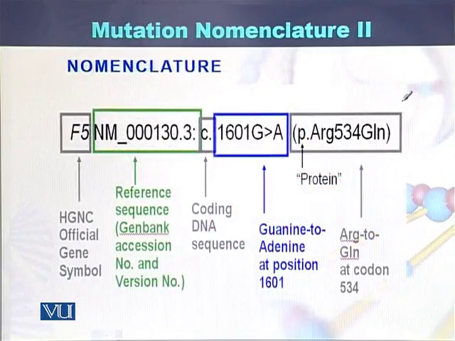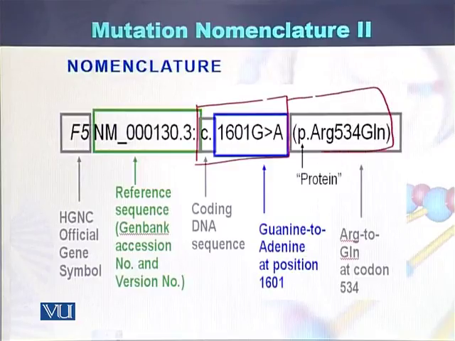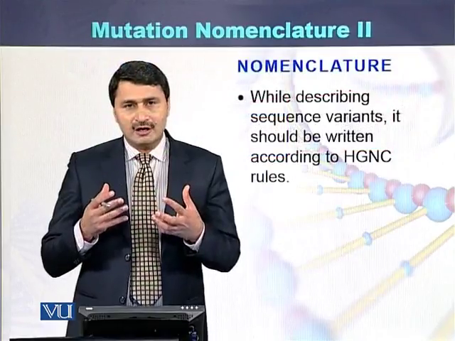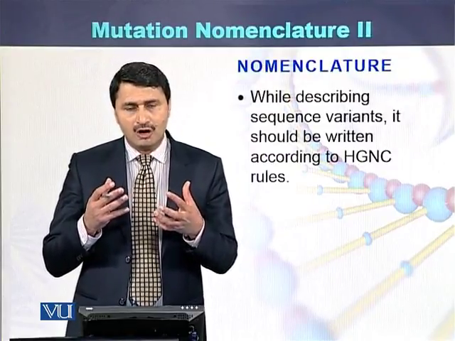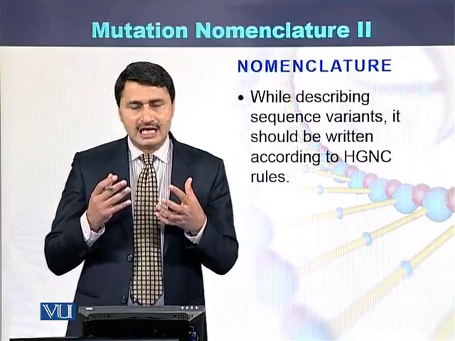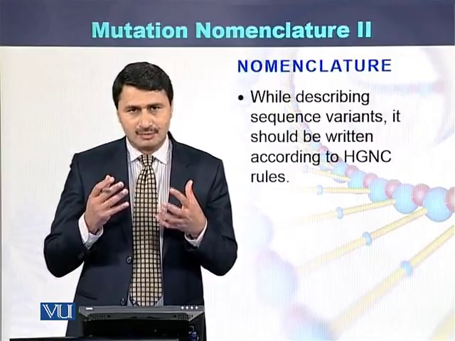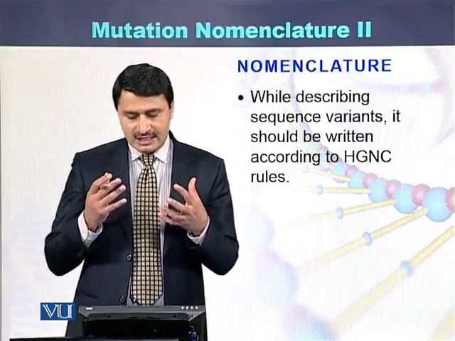Here we can see again how mutations are described at the level of DNA. At the level of DNA it is usually mentioned as cDNA, while at the level of protein it is usually mentioned by writing the p. P is for protein, while C is for the coding DNA sequence. So we can conclude that while describing any variant, we should follow all the rules and regulations that have been formulated by an international committee. The name of that committee is HGNC.